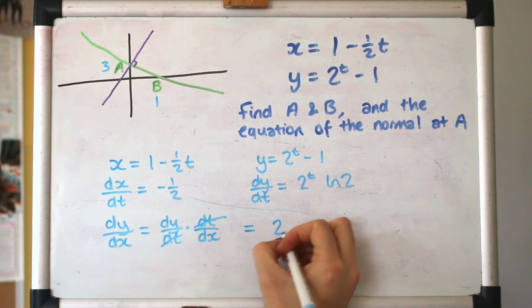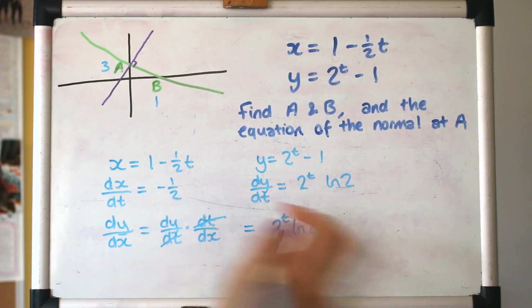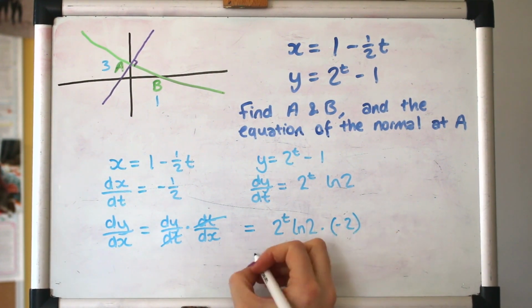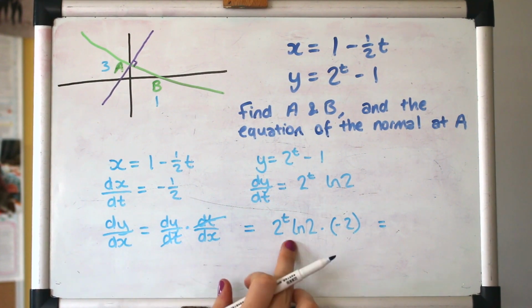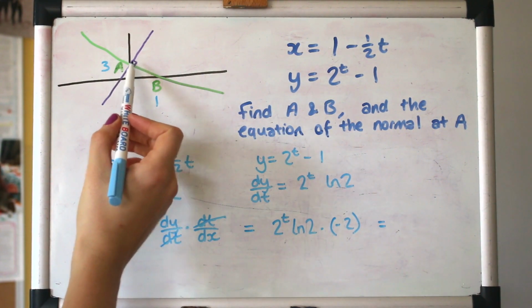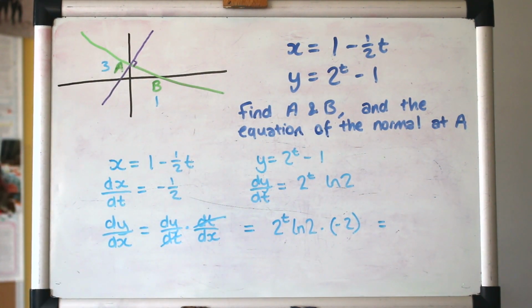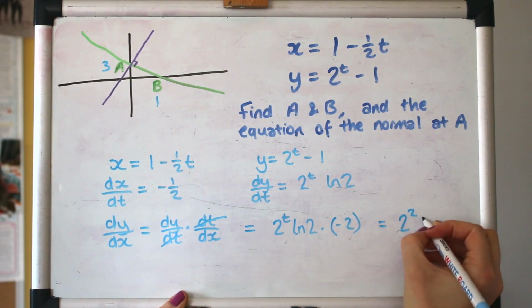So let's have a go. We've got 2 to the t times ln 2, and then we're multiplying that by minus 2. I'm not actually going to tidy that up because it's messy, but we don't need it. We're not asked for that algebra. We want to get the gradient. So the gradient here, we know what t is, so we can just substitute it in. I've rubbed out what t was, but we're looking at this point A, and we found in the previous bit what t is at A. Hopefully if you wrote it down, you remember what it is. So t was 2 at A, so we can put that in there.